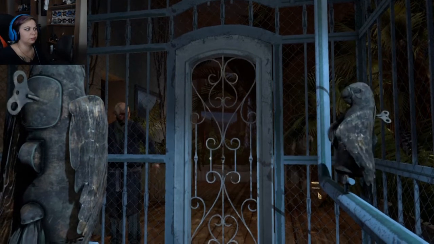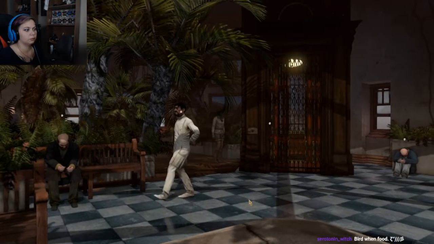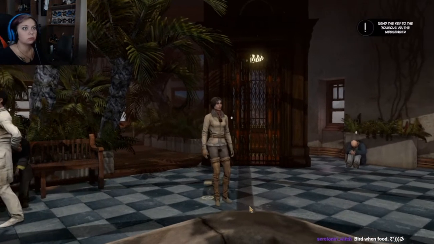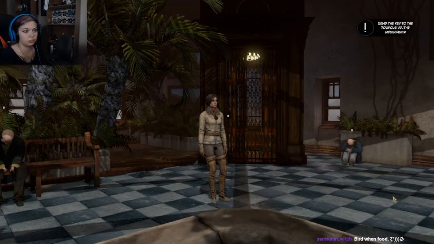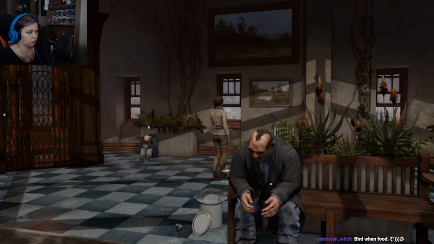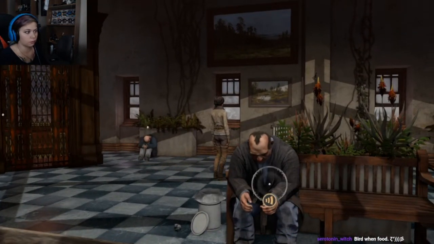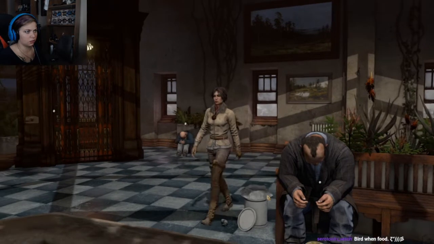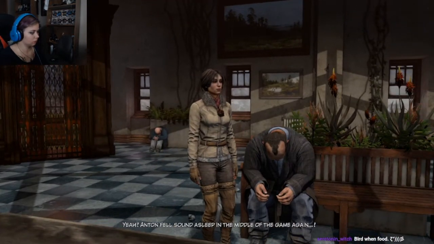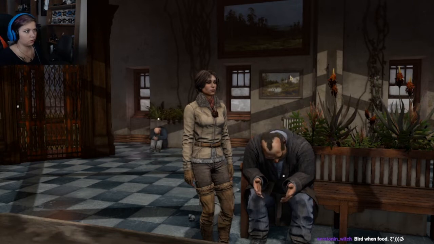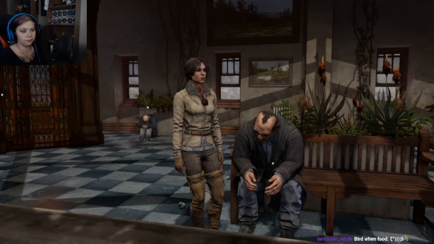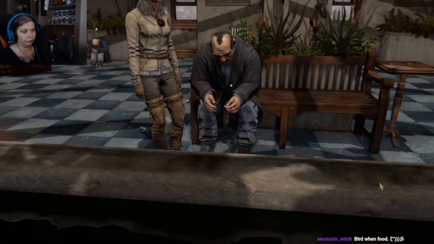Okay. Send the key to the Yukols being the other messenger. Yeah. Anton fell asleep in the middle of the game again. Okay. Cool.